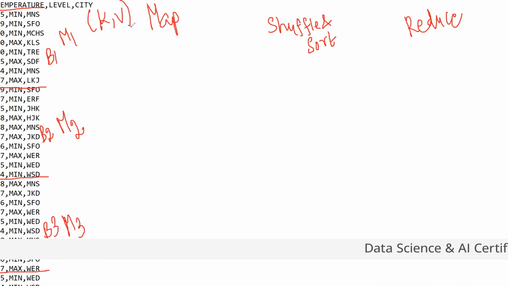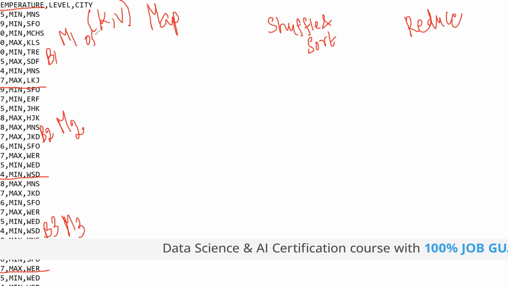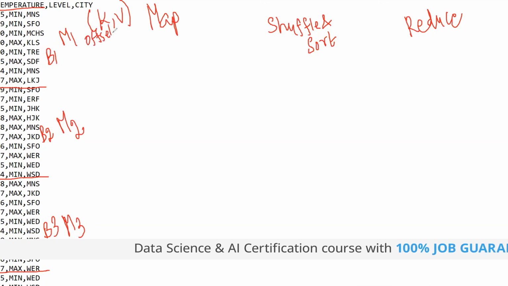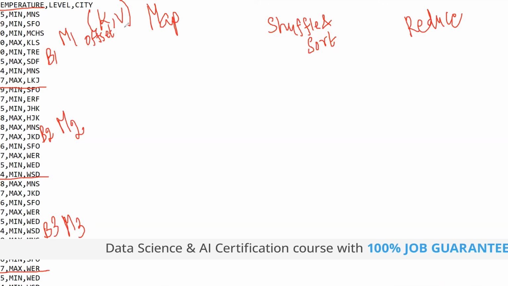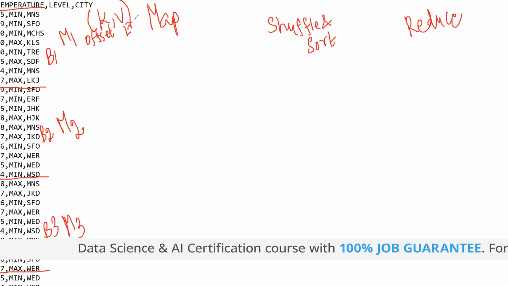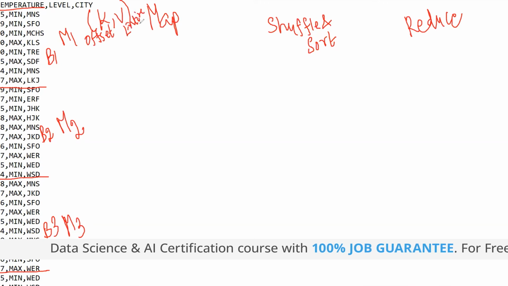Now, every record inside every block will be read by the mapper. When it reads, it will not read it in its original form; rather, it converts it into a key and a value pair. What does the key mean? Key is nothing but an offset. Value is basically your entire record. Now, what do we mean by offset?